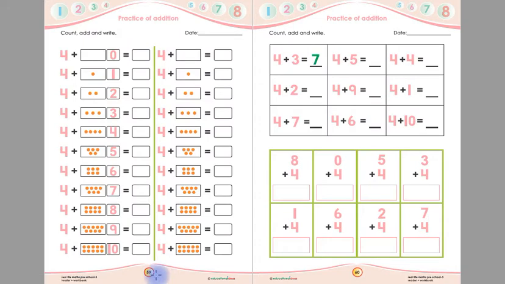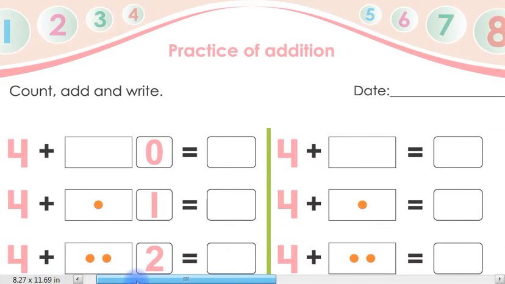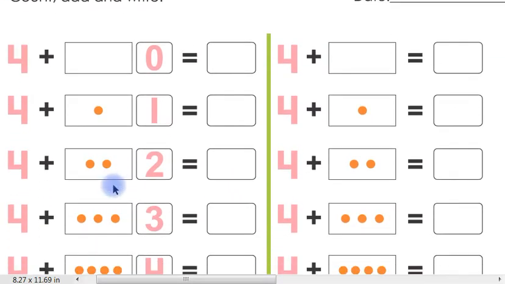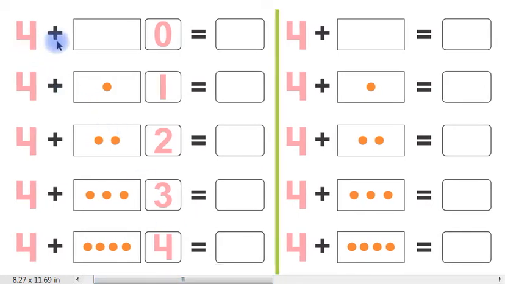Today we are going to learn from page number 59 and page number 60. We are going to do practice of addition, count, add and write. Look at this, children. 4 plus 0, because there is no dot in this box, this means 0. So 4 plus 0 equals 4. Children, you have to write number 4 here in this box.